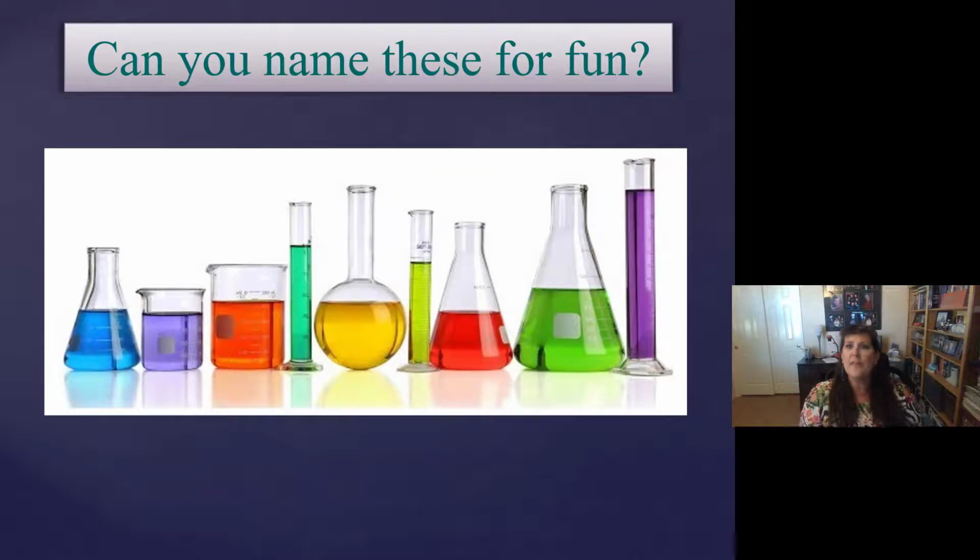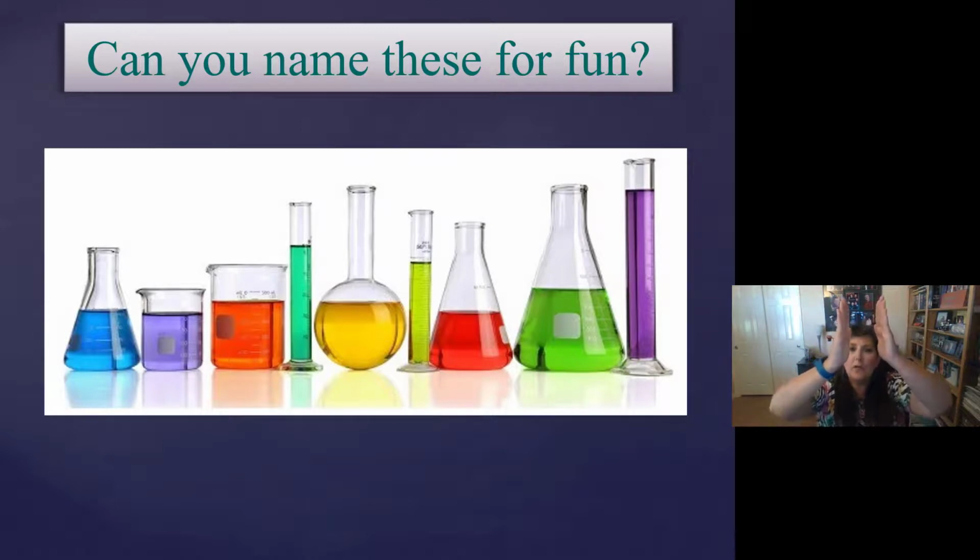For fun, what are these measuring? What are these called? So on the far left in blue, the blue liquid is in something that narrows. So it's a flask. Flask narrows as they come in. So that's an Erlenmeyer flask. Next, we have a purple and red liquid in a container where the sides go straight up. What are those containers called? Yeah, beakers. Beakers go straight up.